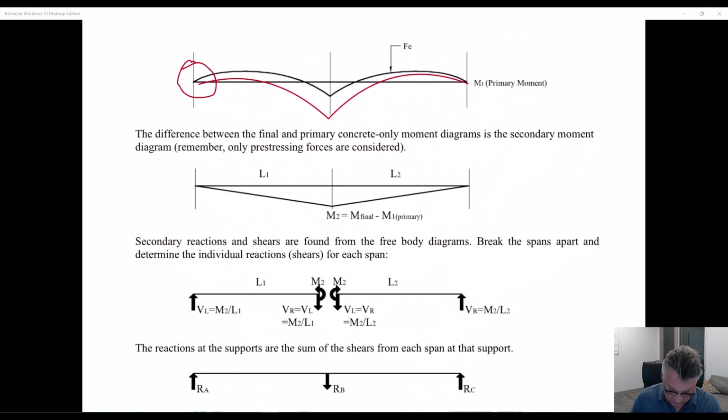When I have the secondary moment diagram, I can calculate the secondary shears in each span. And that shear will be that reaction in this case. The sum of those two shears will be that reaction. And this will be that reaction.